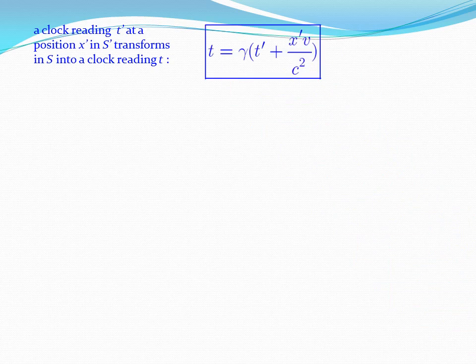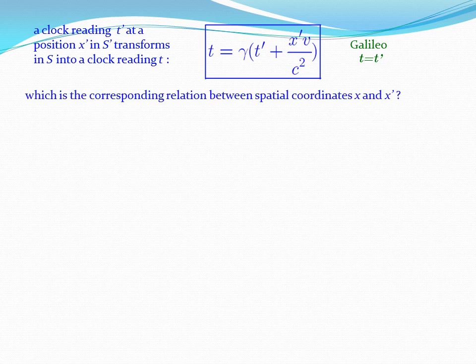As we have seen, a clock reading t' at a position x' in the reference frame S' transforms into a clock reading t in the reference frame S, and this is the relation between t and t'. This relation replaces the simpler Galileo relation t equals t'. So far for the time coordinates, but which is the corresponding relation between spatial coordinates x and x'?